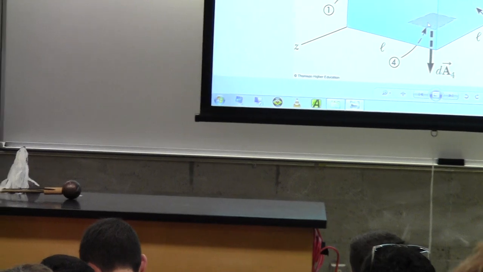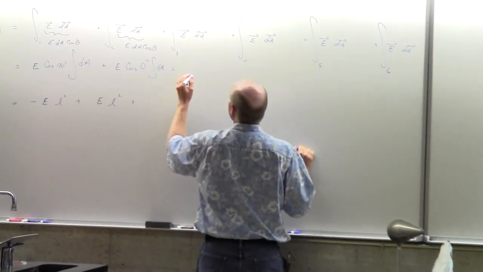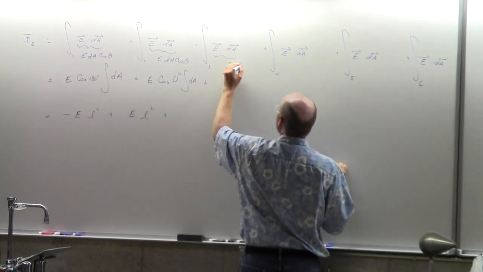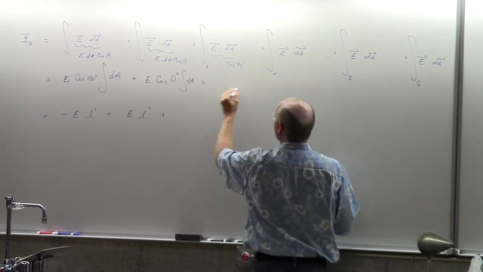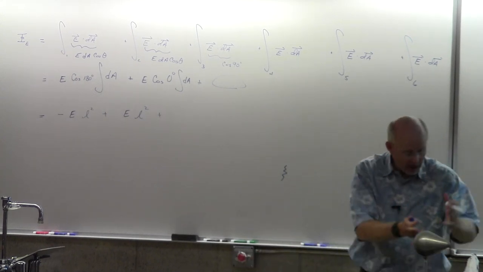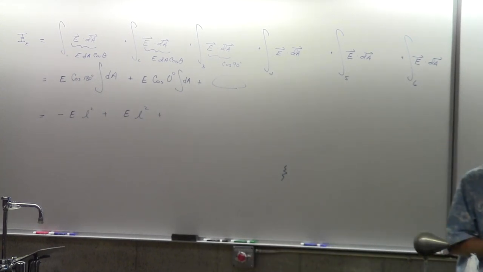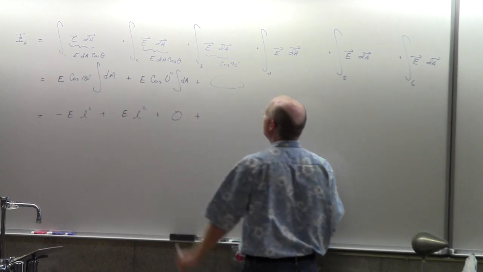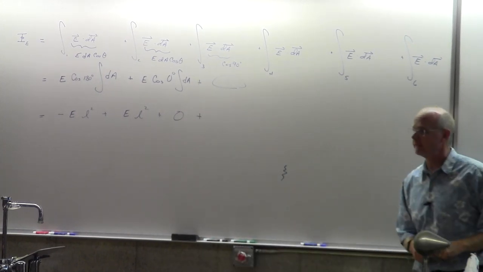So again, what we have is this, well, I'll just put it here, cosine of 90 degrees. That just gives everything away right there. It's always 90 degrees everywhere on this. Cosine of 90, 0. 0 plus 0 plus 0 plus 0 plus 0 gives me a total of 0. So, no flux goes through face number 3.